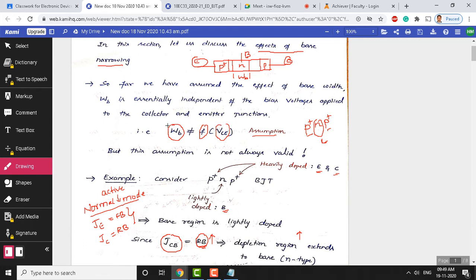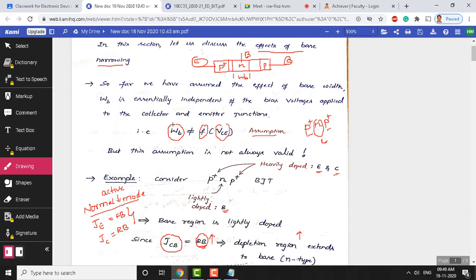This is the normal assumption we have in most transistors, but this assumption is going to become invalid for the type of transistor P plus N P plus. For a conventional transistor, the base width is independent of collector emitter voltage. What do we mean by independent? It means variation in collector emitter voltage does not affect the base width. Even if you increase or decrease collector emitter voltage, the base width will not get affected.